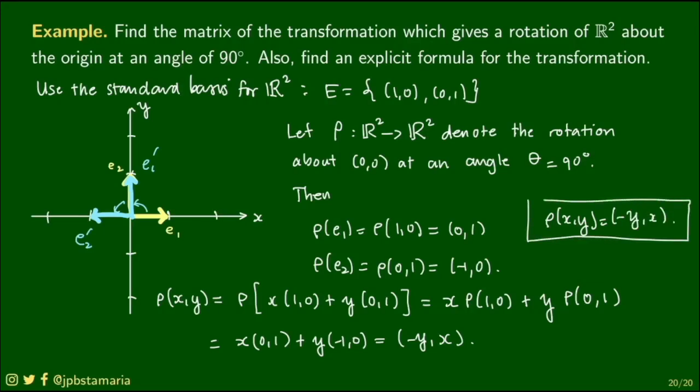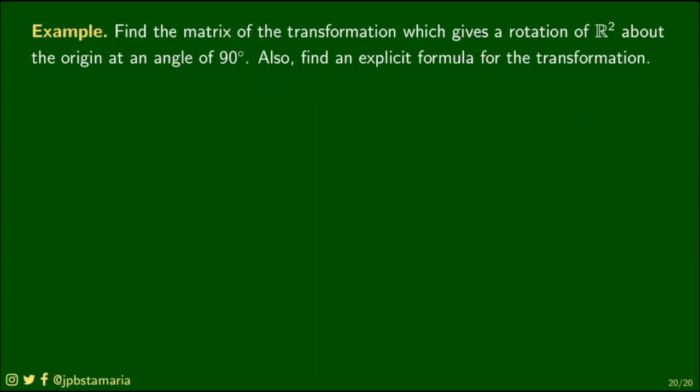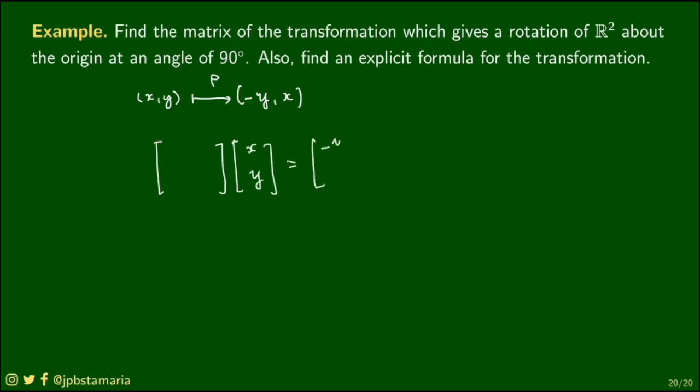But the problem also asks for the matrix of the transformation. So how do you get the matrix? So here we are looking at, so the formula is this. This is rho (x, y) equals (-y, x). So we're looking at a 2 by 2 matrix, which when multiplied to (x, y) will give us (-y, x).